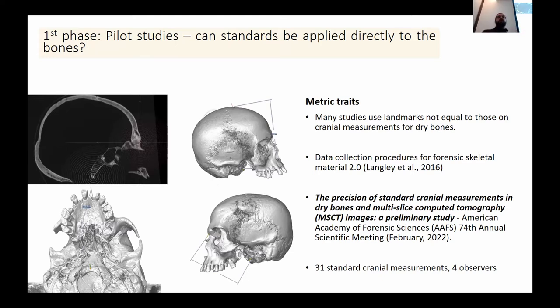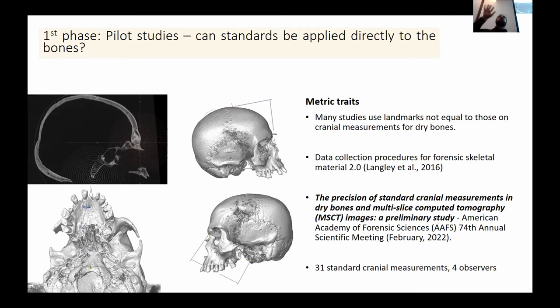For example, for metric traits of the cranium, many studies are being conducted, but not all of them use the standard measurements prescribed by the data collection procedure. So we wanted to start systematically checking these measurements in the software that we use. It was Stratovan Checkpoint, which enables simultaneously measuring and controlling those measures and placing landmarks at the same time in 3D and 2D views.